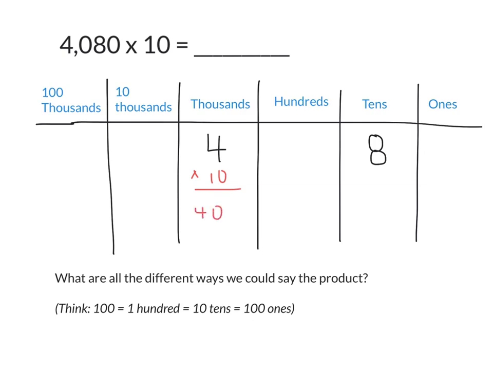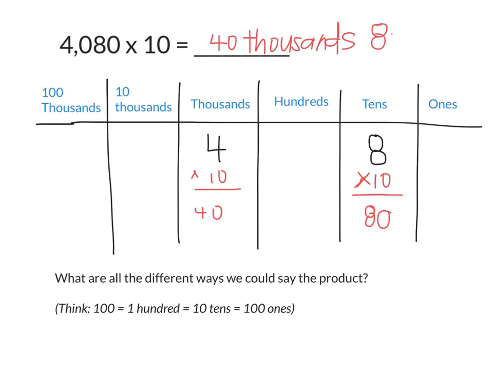Do you guys agree? If I have 8 tens and I want to make 10 copies of it, Anushka, how many tens would I have altogether? 8 tens. If I have 8 tens and I make 10 copies of it, how many tens do I have altogether? 80. 80 tens, thank you. Okay, so one way we could write this answer is 40 thousands and 80 tens. But is that the most simplified way to say this answer?